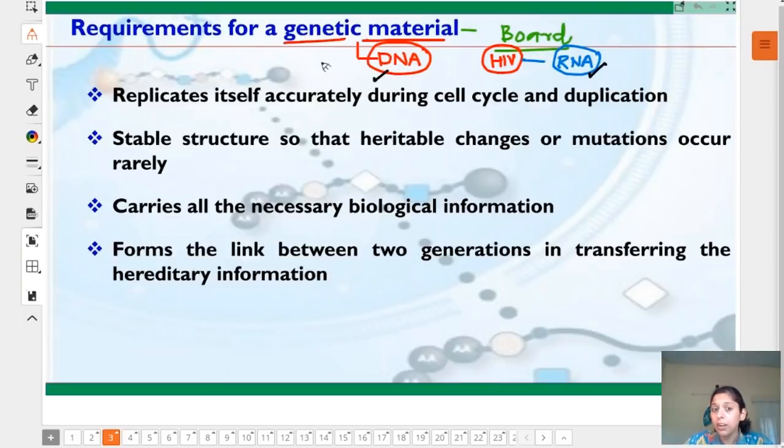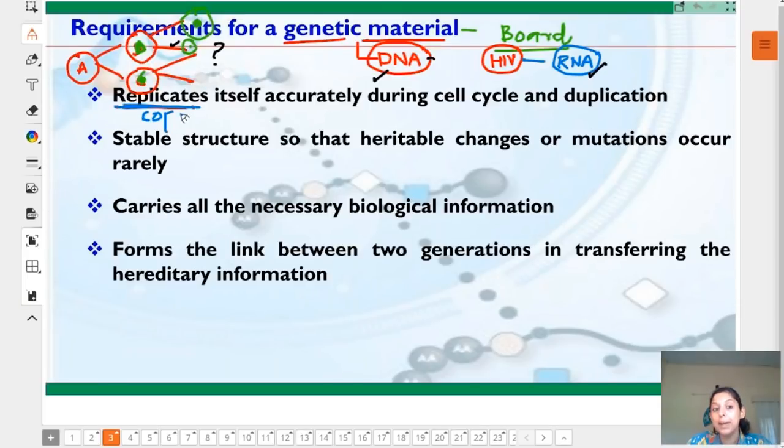But first, what are the requirements of a genetic material? Any material, if I have to call DNA a genetic material, if I have to call RNA a genetic material, what are the requirements? Is that clear? What do I need in that genetic material? Number one, that genetic material should be able to replicate itself. This is a cell. Let's call this cell A. Cell A has to produce two more cells, cell B and cell C. Cell B has to produce two more cells. So in every next generation, it has to give DNA. It has to give genetic material to the next baby. So it has to give the genetic material to the next generation. So the genetic material has to replicate itself.